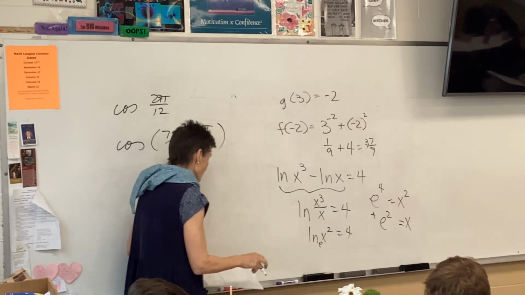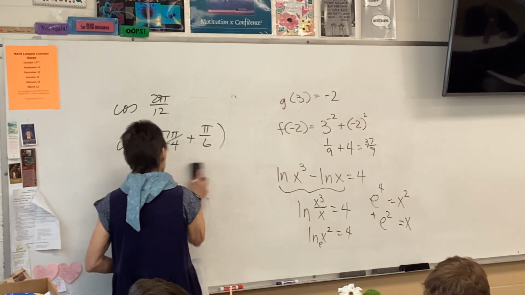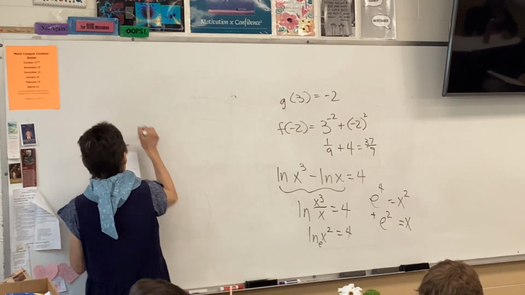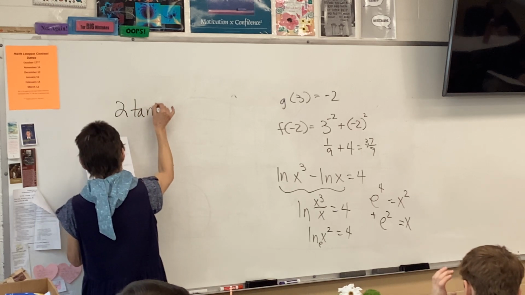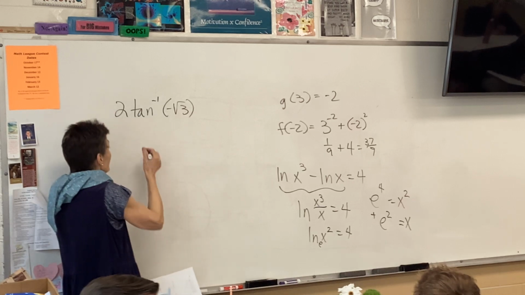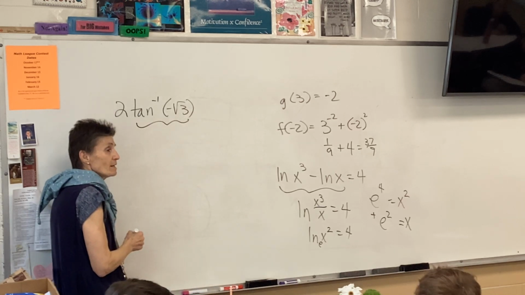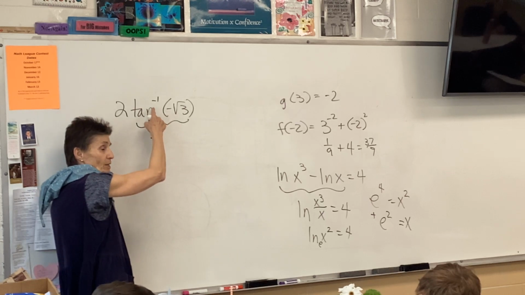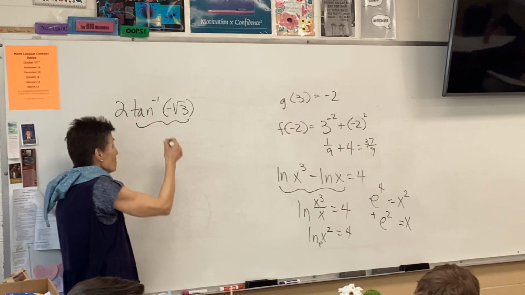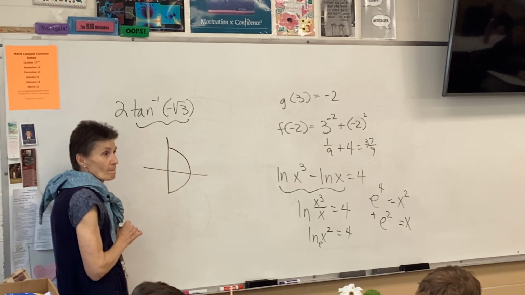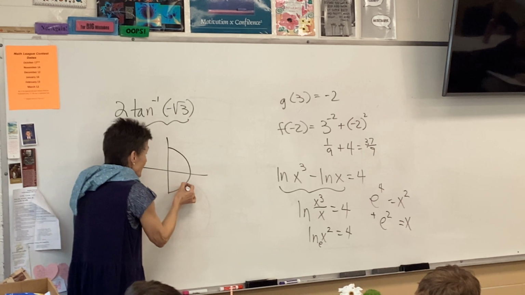6 we already did. Number 7 is current material. I can't believe nobody put it up here. We need 2 times the angle whose tangent is negative root 3. All right, stop right there. What is the angle whose tangent is negative root 3? That notation right there means I can only look over here. If it's negative, it's down here.